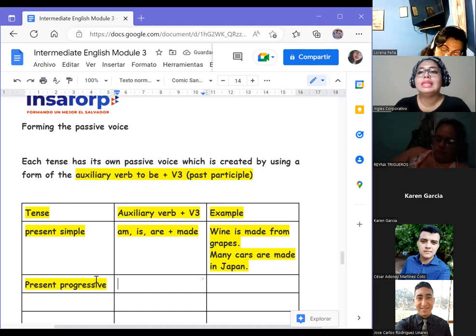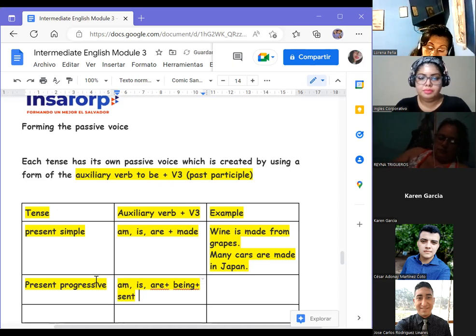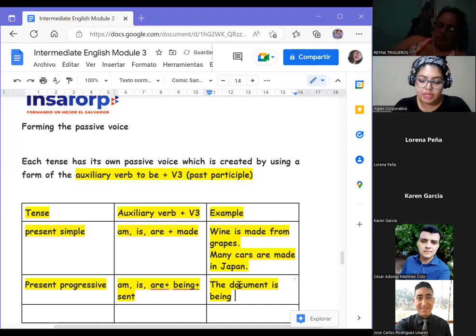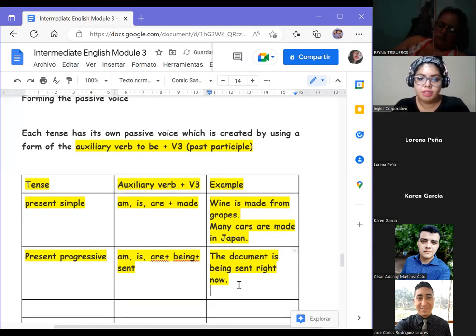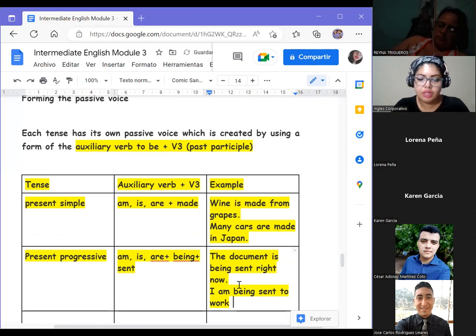For the present progressive, we have the same auxiliary verb, is, are, plus being. We're going to add being to the structure plus the verb in past participle, sent. And we have the example. The document is being sent right now. Está siendo enviado. That is the meaning. Then another example. I am being sent to work in the London office.